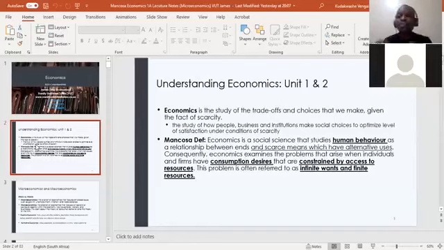The importance of differentiating these three things is that you will see a lot of questions that will ask you about that. But remember, in our definition of economics, we said it's about two specific issues. On one hand, unlimited wants, and on the other hand, we've got scarcity.